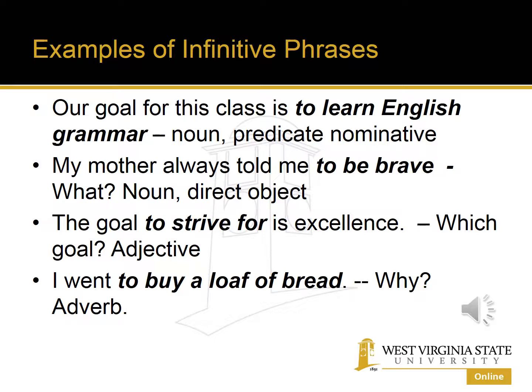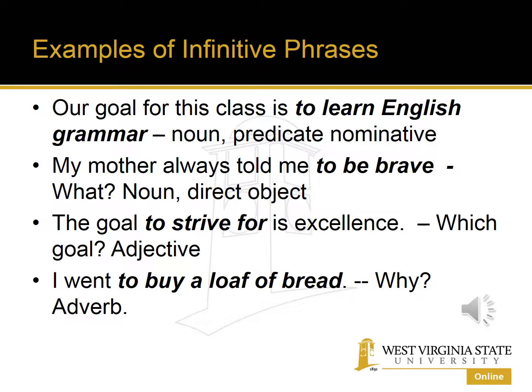Let's look at the third example. The goal to strive for is excellence. What is the subject? Goal. To strive for. What is that? It's describing which goal. Which goal is excellence? To strive for. So we say that's an adjective. It's a verbal phrase that describes goal. So it's an adjective.